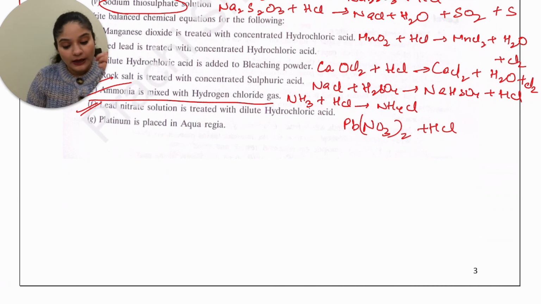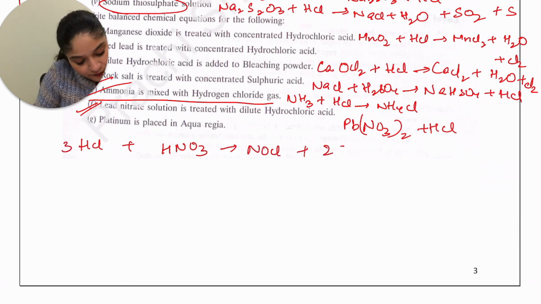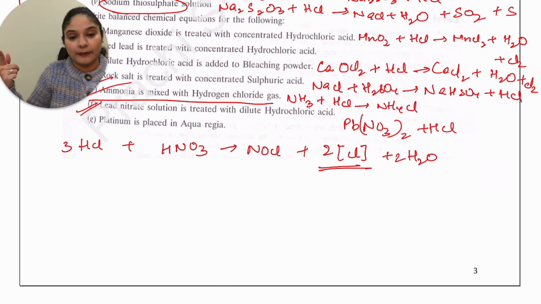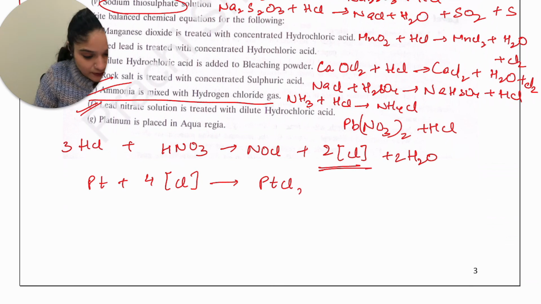So let's look at what the equation would look like. So you have HCl plus HNO3 in the ratio 3:1. This will give you NOCl plus 2 nascent chlorines plus water. And 4 of these nascent chlorines will combine with platinum. So you have platinum plus 4 nascent chlorines, and that will give you platinum chloride, PtCl4.